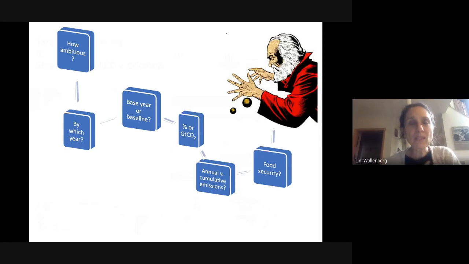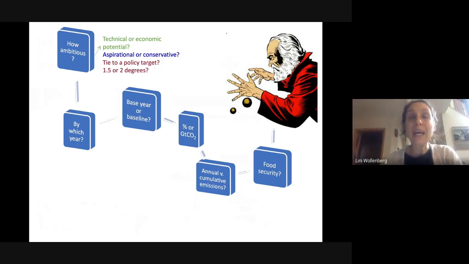If you want to talk about what's necessary, there are at least 6 or 7 different criteria that you need to consider in order to bound your system. And so that first question is just how ambitious do you want to be? Do you want to just look at those technical or economic potentials? Or do you want to set an aspirational goal, something higher than what we think is possible? Or maybe you want to set a conservative goal based on the resources that are available. I would advocate that you tie your goal to a policy target, and in this case, the 1.5 degree or 2 degree target of the Paris Agreement. But it could be a national policy target as well.